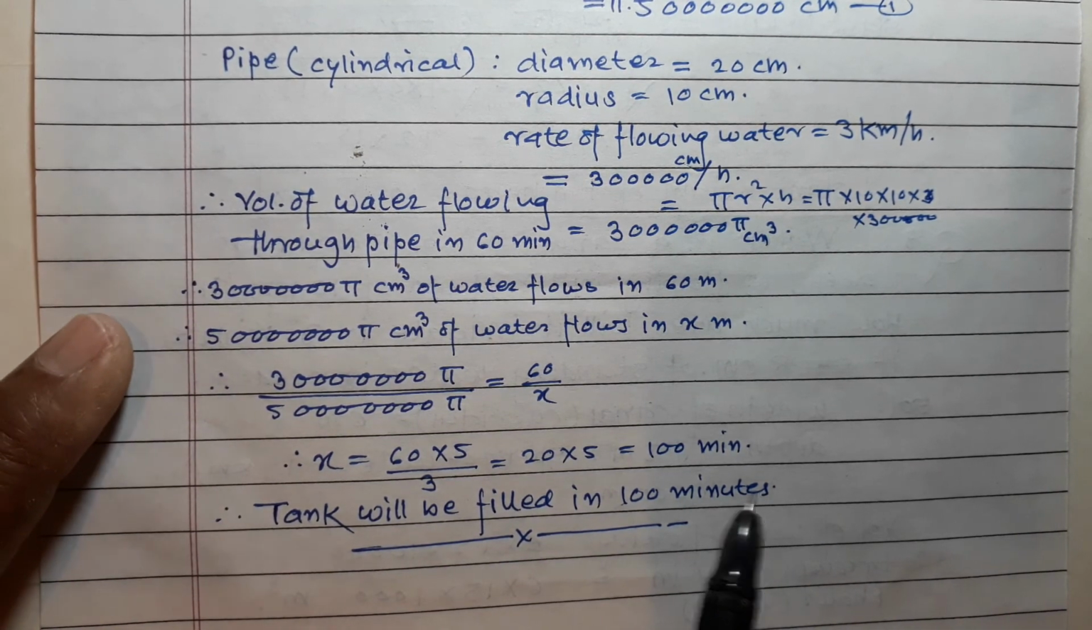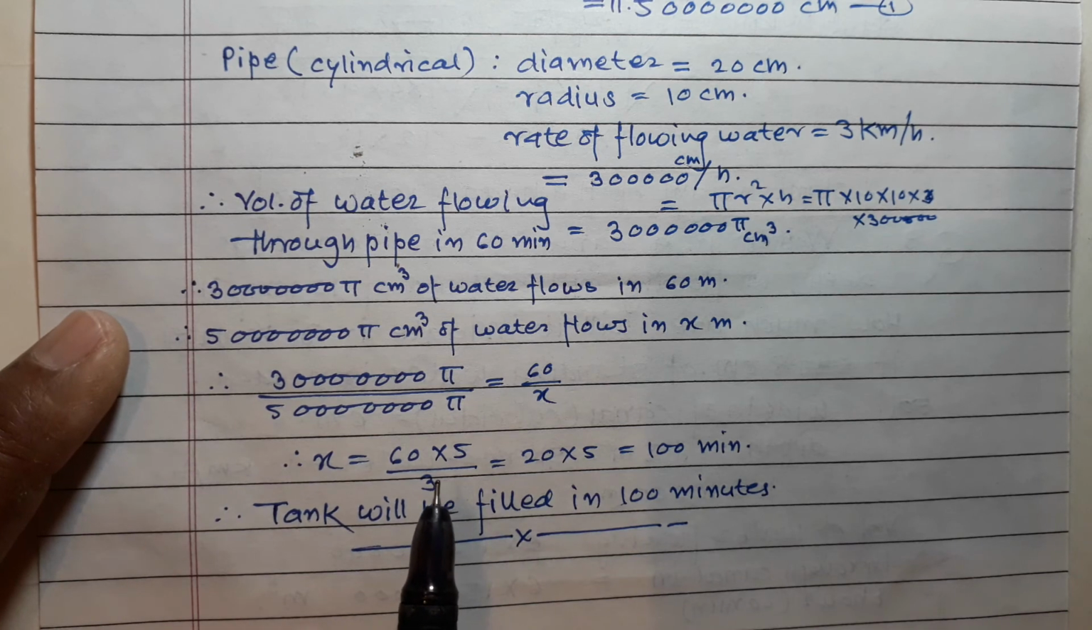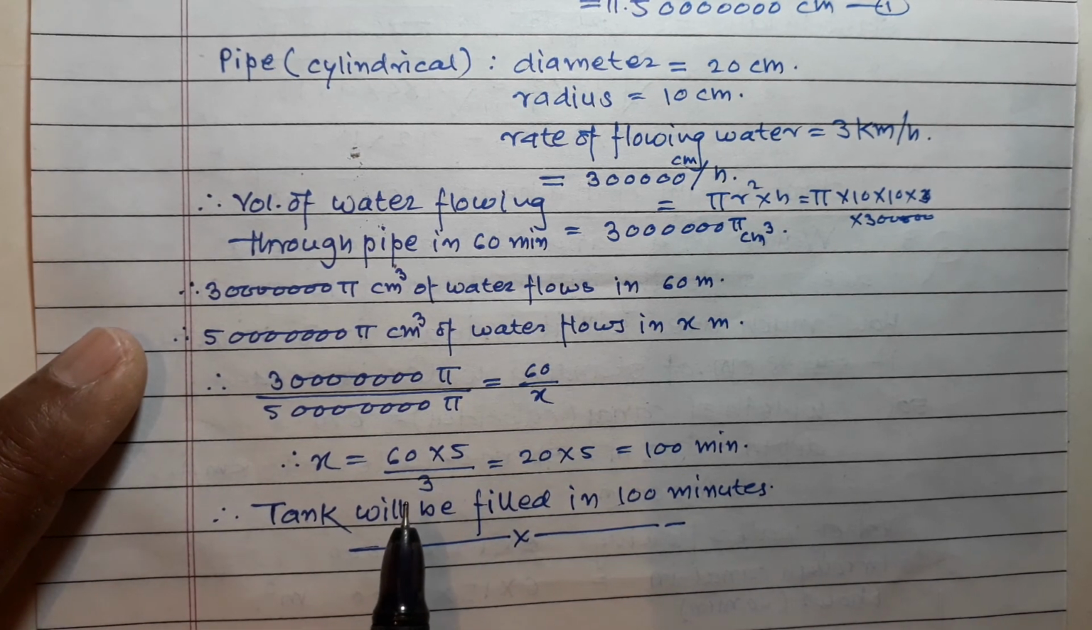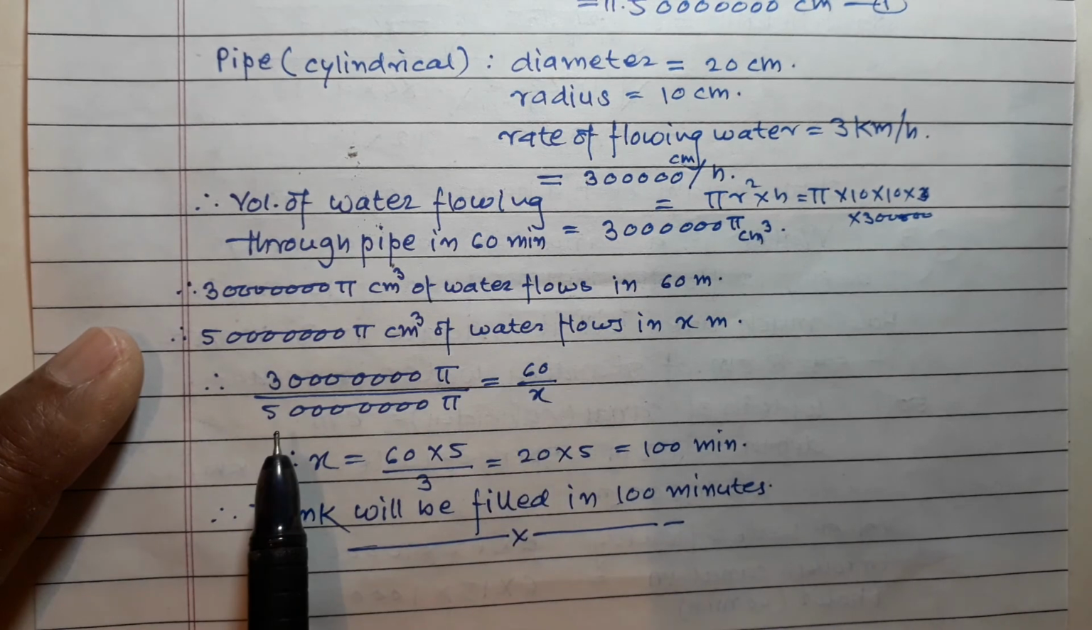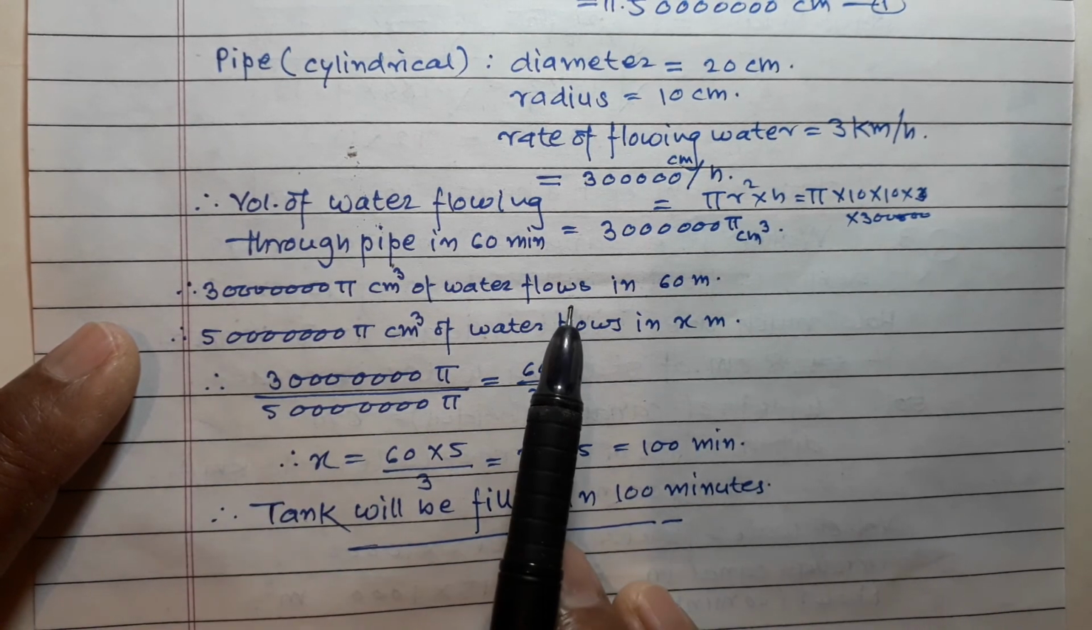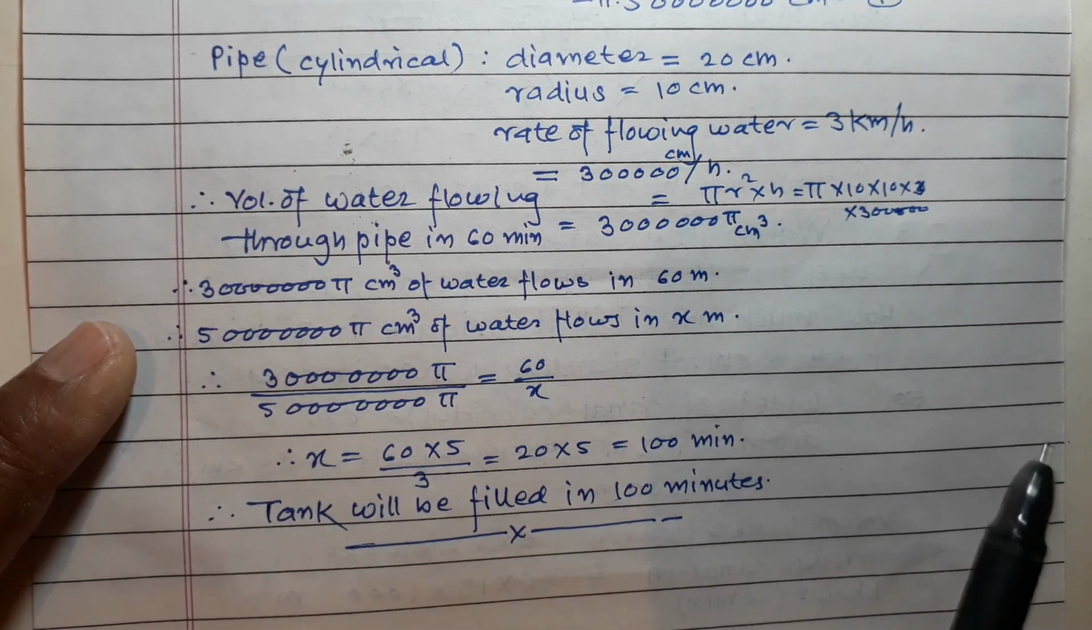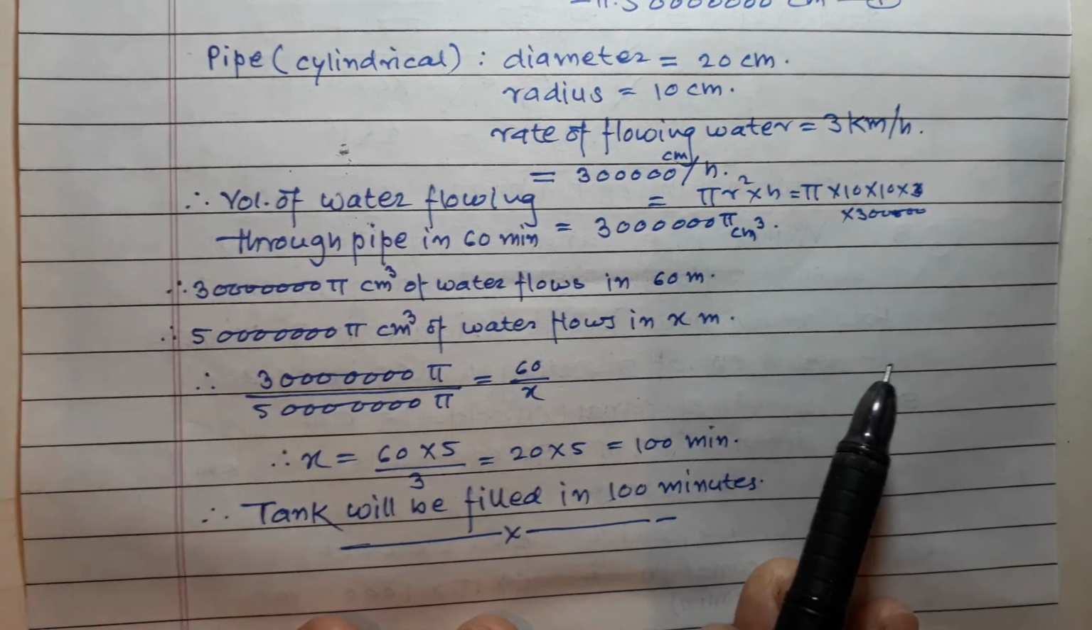Okay. Now go through this example again and again so that you understand, because here many zeros are there. So while calculating this, take care. Okay. Now today it is enough.